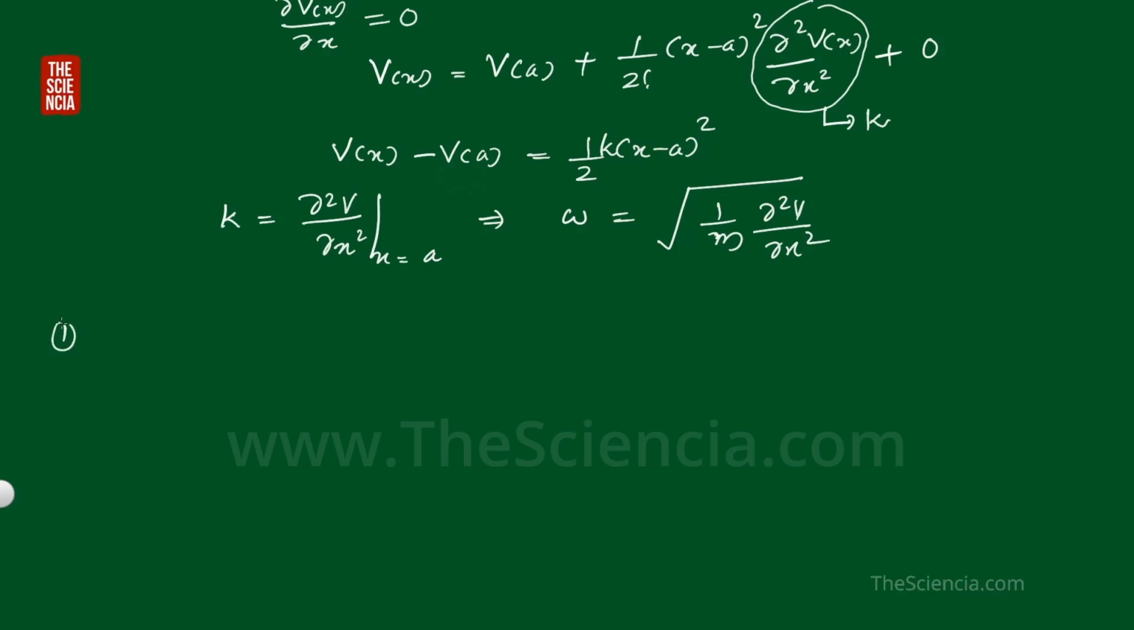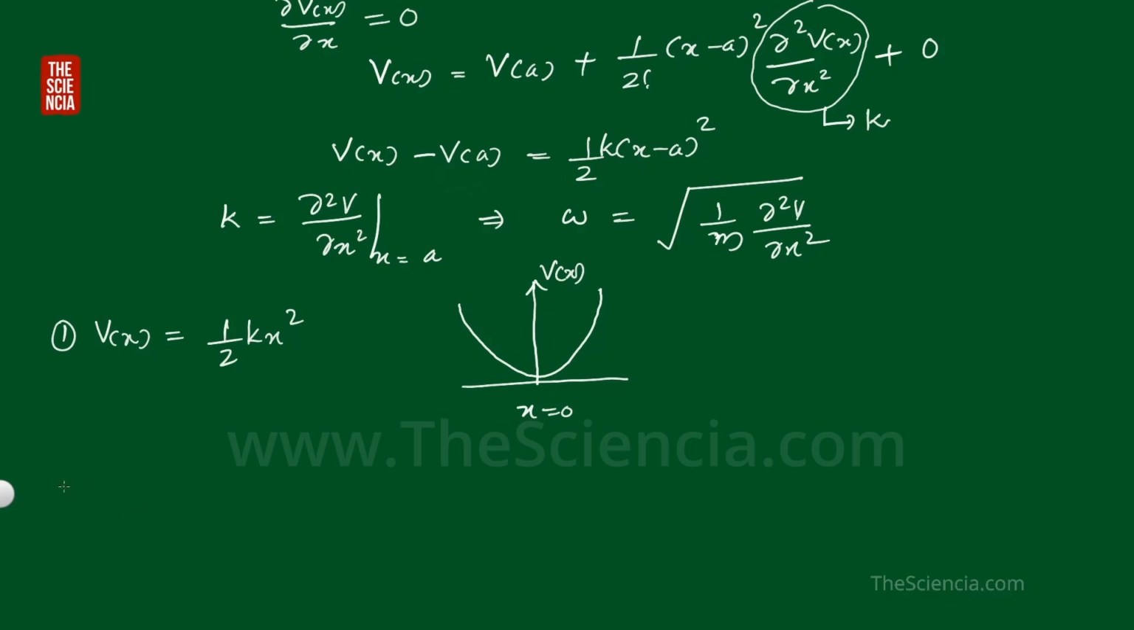Earlier I told you about two potentials. One is V of x equal to half k x squared, and this potential function will look like this. That is, this is x equal to 0, and the V of x will look like this.